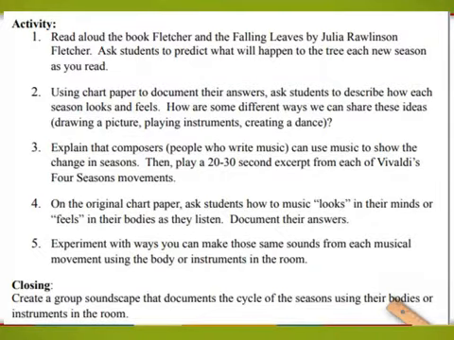So here's the lesson. It starts with reading a book and predicting what will happen, documenting answers, and describing the character traits of each season from the book. Next, there's some discussion of composers and how they might use music to show change in the seasons. Students listen to a piece of each movement from Vivaldi's Four Seasons and then describe the traits of the music for each season. Next, students experiment with making sounds for each movement of the Four Seasons using instruments or body percussion. And then finally, small groups create a soundscape that demonstrates the seasons using those instruments or body percussion.